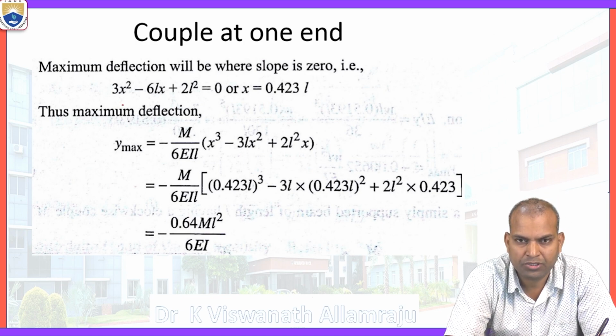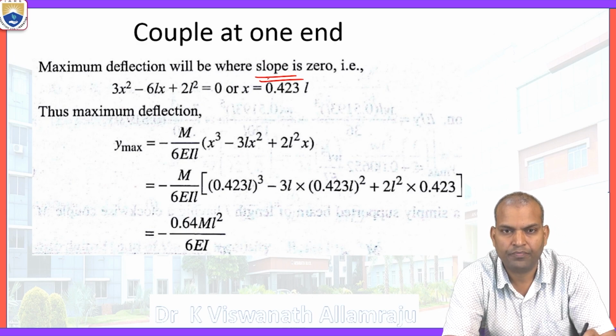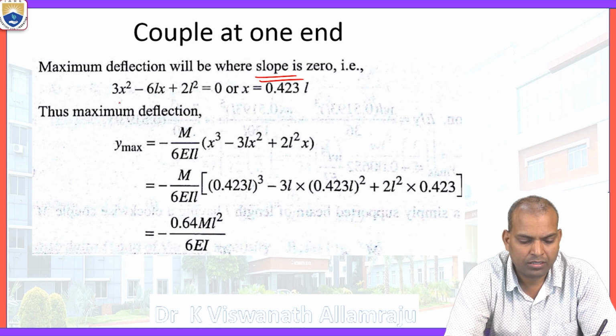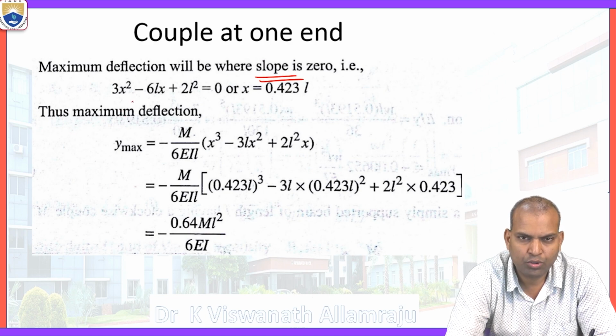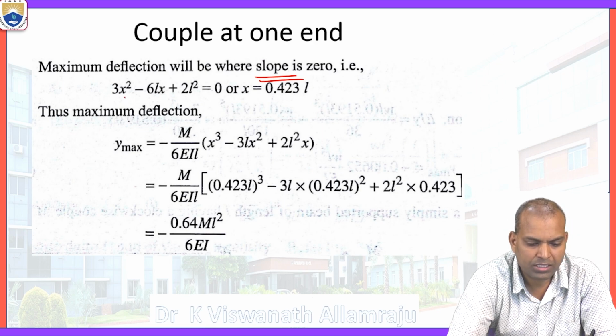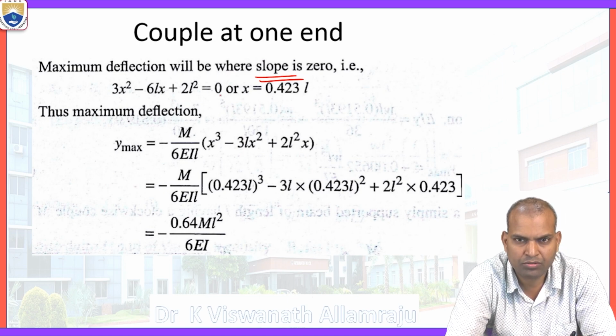How to find out the maximum deflection? The maximum deflection is where the slope is 0. We are going to locate the deflection value. That location is required, the x value. So make the slope equation equal to 0, that is 3x square minus 6lx plus 2l square equal to 0.